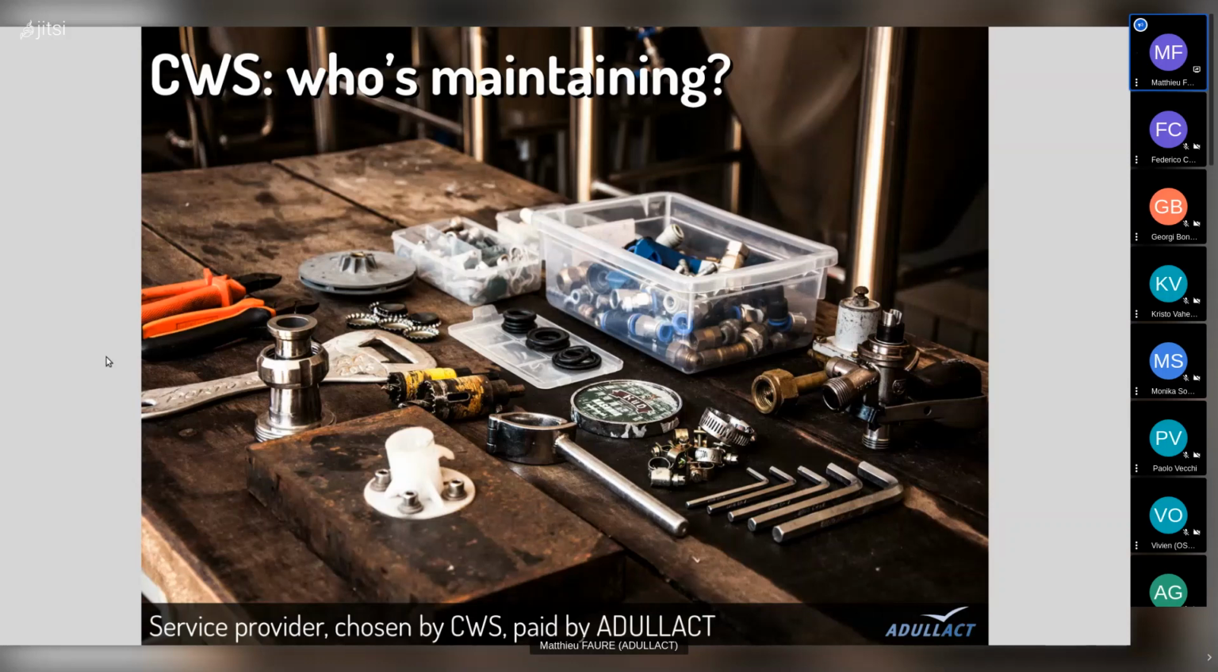Another important point is how to choose the service provider. It is important that the members of the workshop decide collectively what provider to choose. This is not us, Adullact. These are the members that decide who they want to work with.